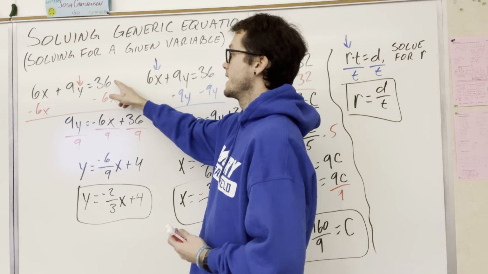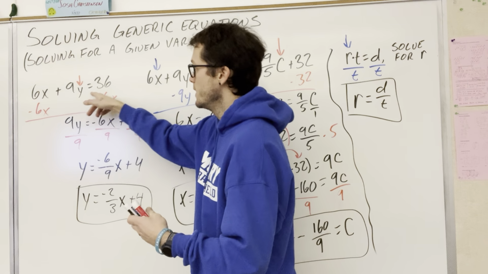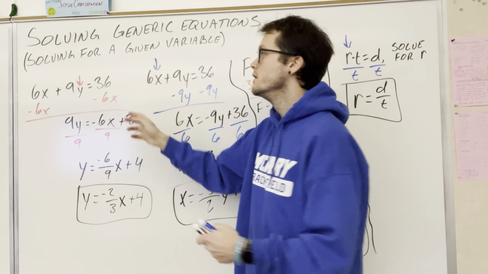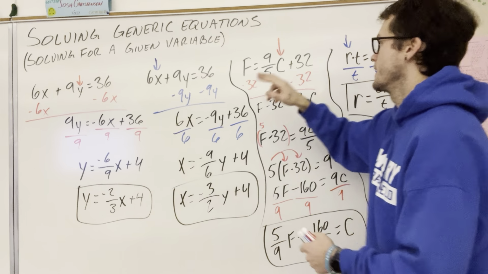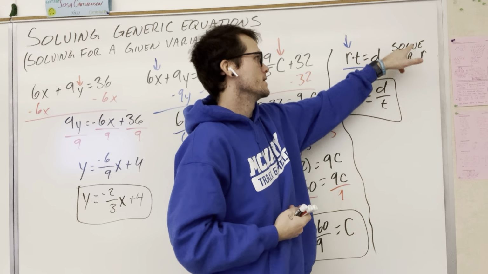In an equation like this, I didn't write it on the board, but I would have said something like, okay, 6x plus 9y equals 36, solve for y. Like that sentence would be there, solve for y. So you would know which one to solve for. It's not a guessing game. And this one, I would tell you to solve for x. This one, I would tell you to solve for c. And this one, I actually did write the statement, solve for r.